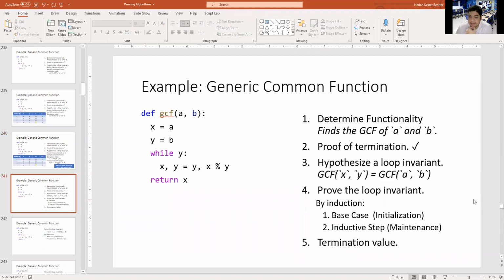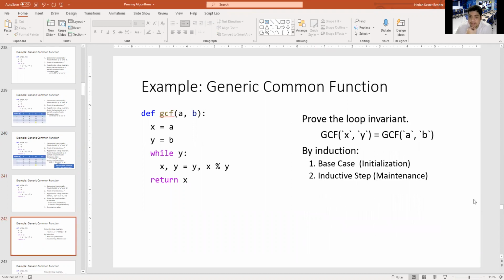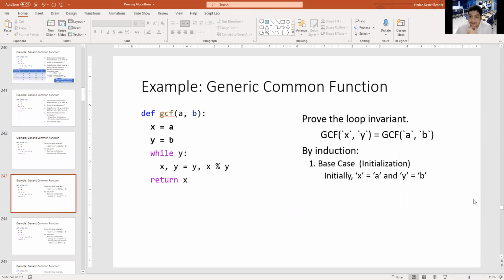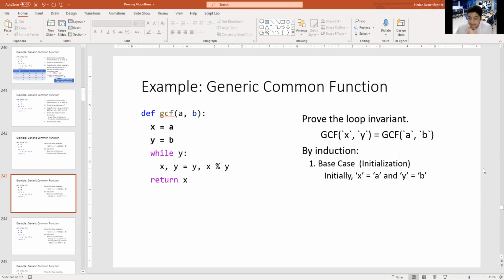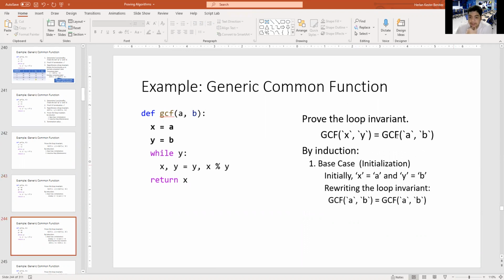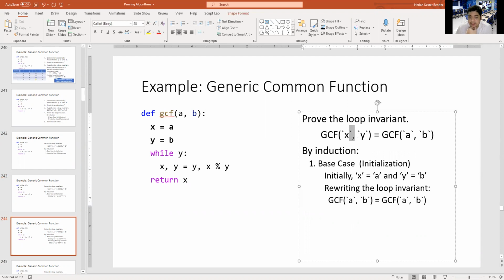So next step is to prove the loop invariant. So ayun, the base case. Initially x is equal to A and y is equal to B, as stated by our function over here. So if we rewrite the loop invariant, since x equals A and y equals B, ito yung magiging itsura ng first left-hand side ng loop invariant. And yung right-hand side ng loop invariant stays the same.